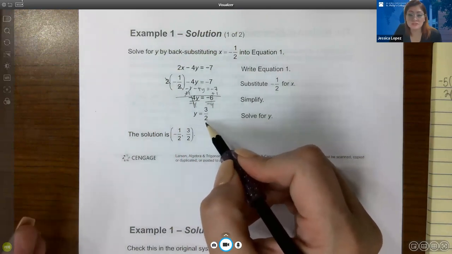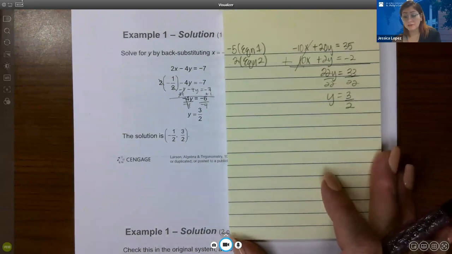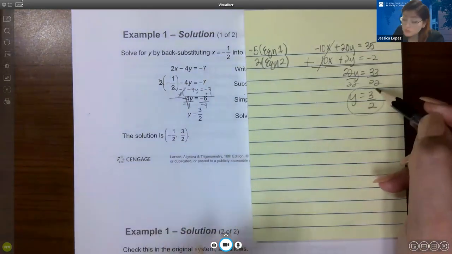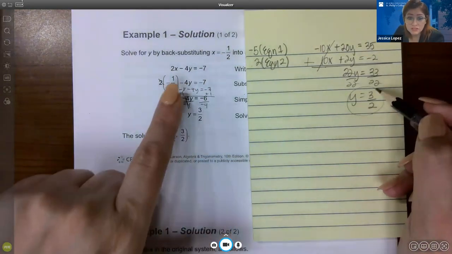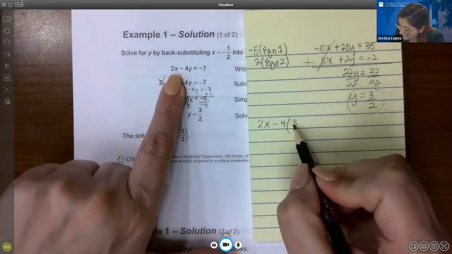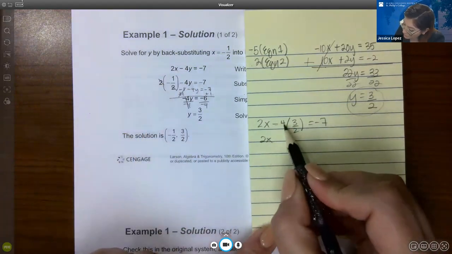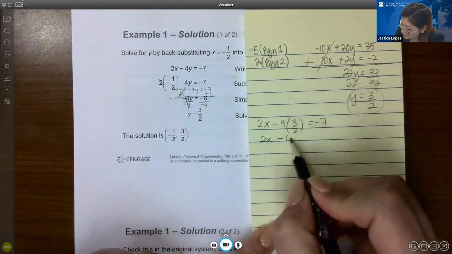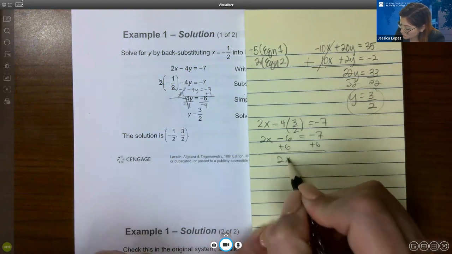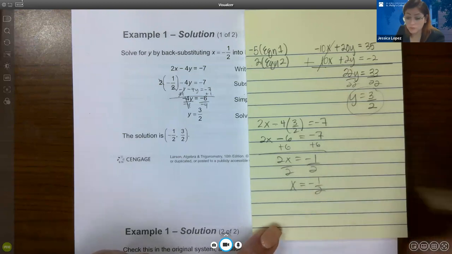Okay, so notice I do get the same y value that I got when I eliminated the x variable. And if I want to get the same x value, negative 1/2, all I have to do is plug this into one of the original equations. Since they already wrote one of the equations there, I'm just going to go with that one. And so then negative 4 times 3/2 is actually negative 6. And then I would have to add 6. So I get 2x equals negative 1. And then I would have to divide by 2. And I got negative 1/2 the same.